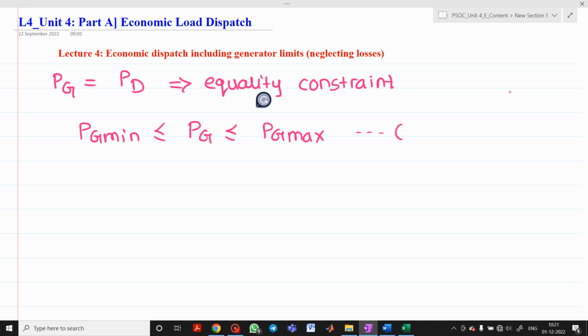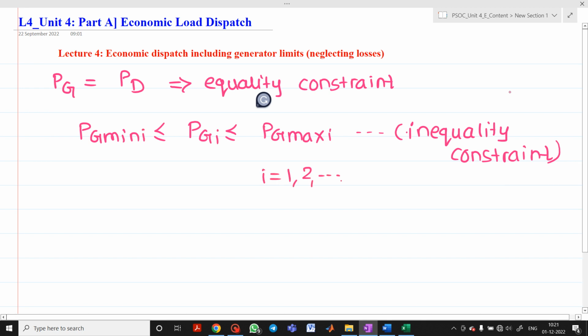Why is it called inequality? Because it is not always equal, it might be lesser or greater. So it is called an inequality constraint. Here, I will be equal to 1, 2 up to n number of generators. Now the procedure for economic dispatch is the same as earlier.